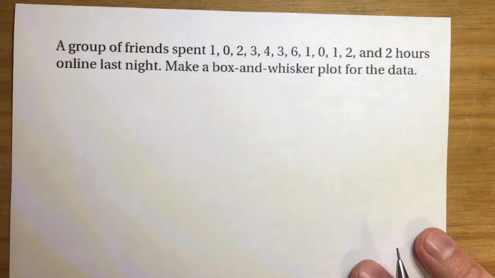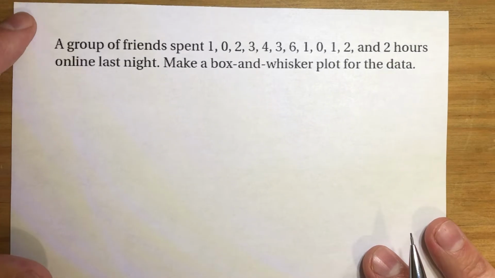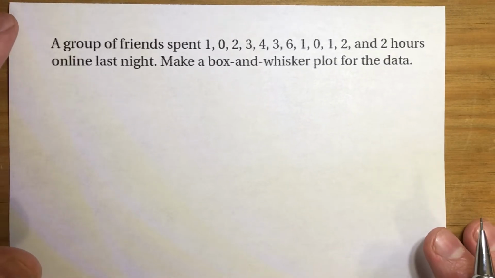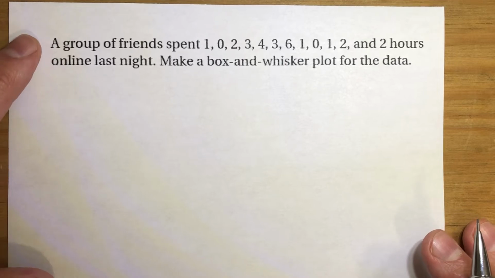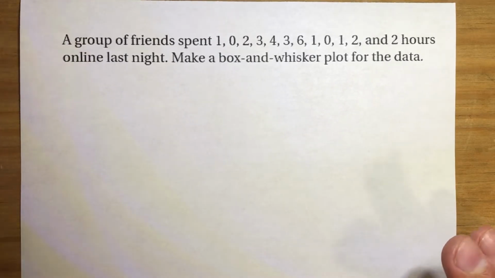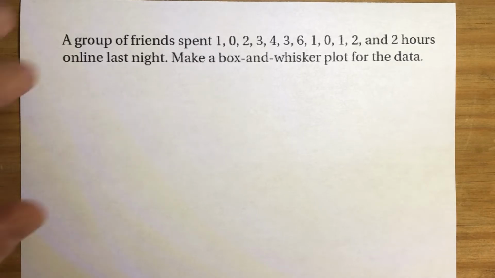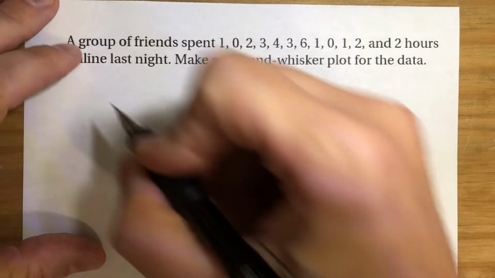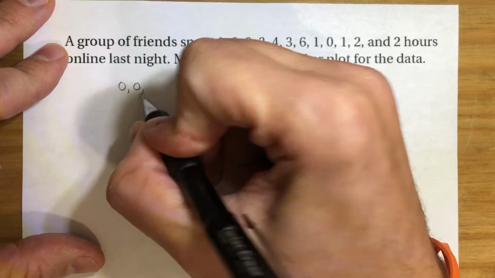So we're actually going to do this right now. A group of friends spent 1, 0, 2, 3, 4, 3, 6, 1, 0, 1, 2, and 2 hours online last night. Make a box and whisker plot for the data. So the first thing I want to do is put my data in order from least to greatest.